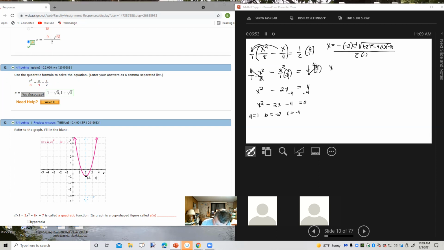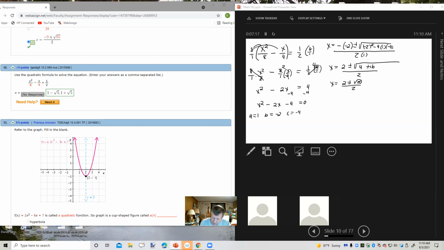Simplifying further, X equals negative times negative is a +2, plus or minus the square root of -2 times -2 is +4, and then we've got -4 times 1 times -4, which is +16, all over 2. X equals 2 plus or minus the square root of 20 over 2.